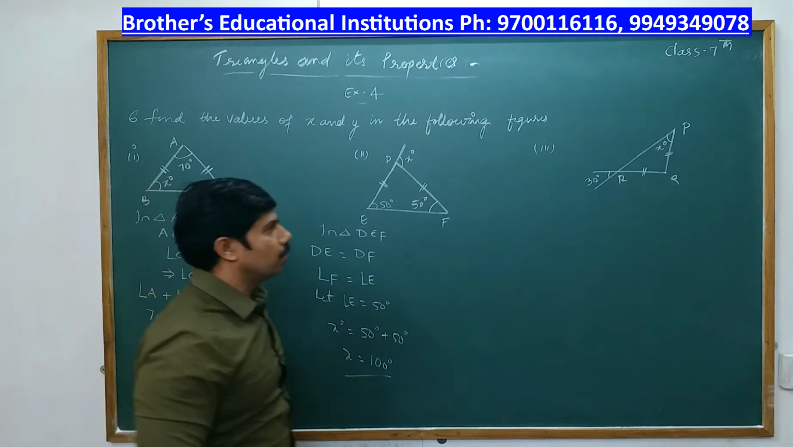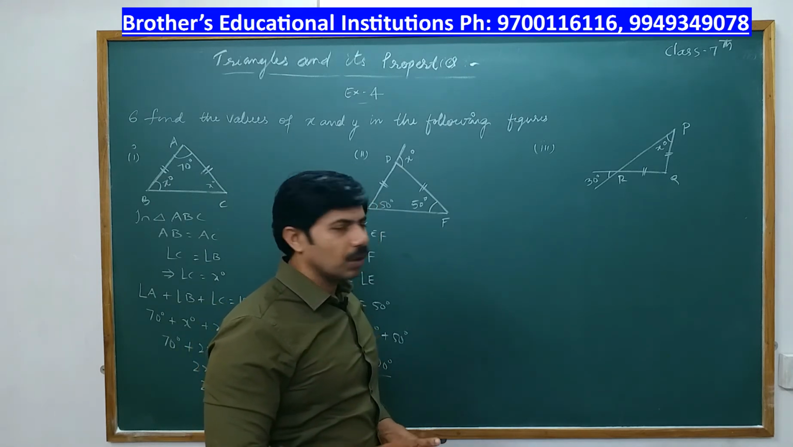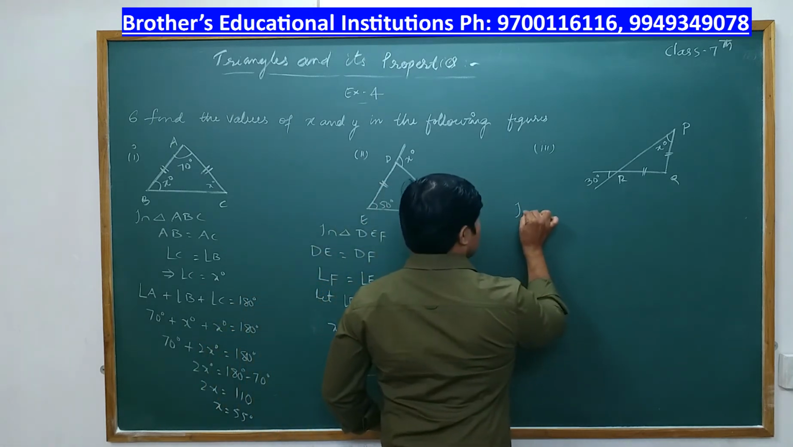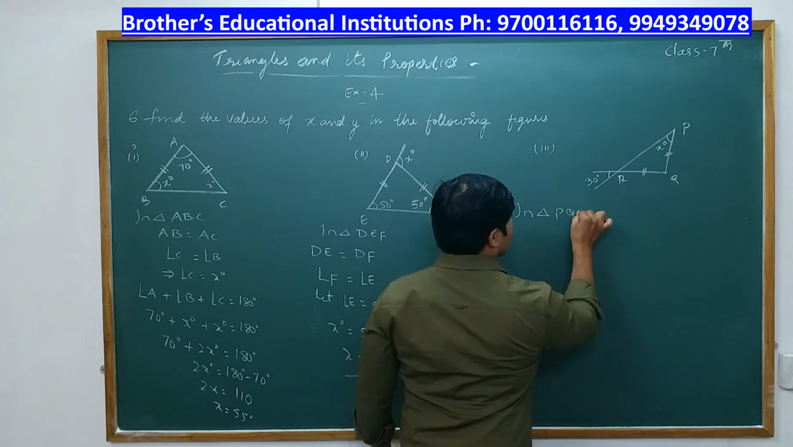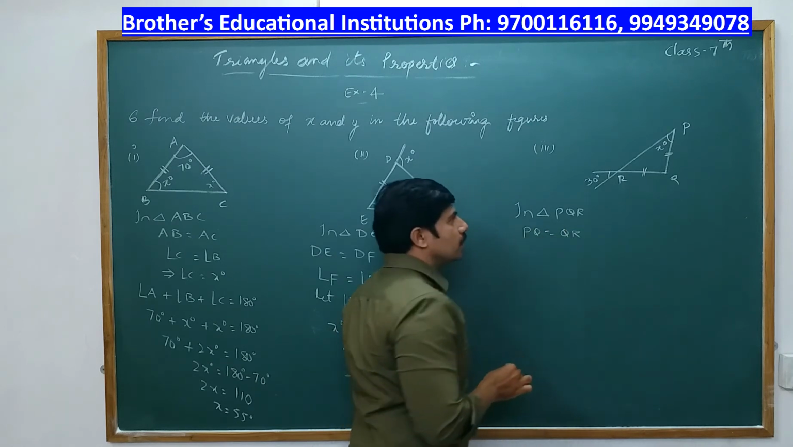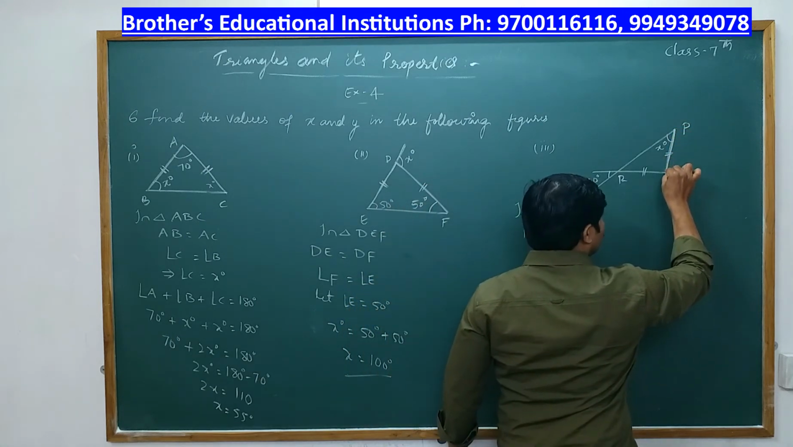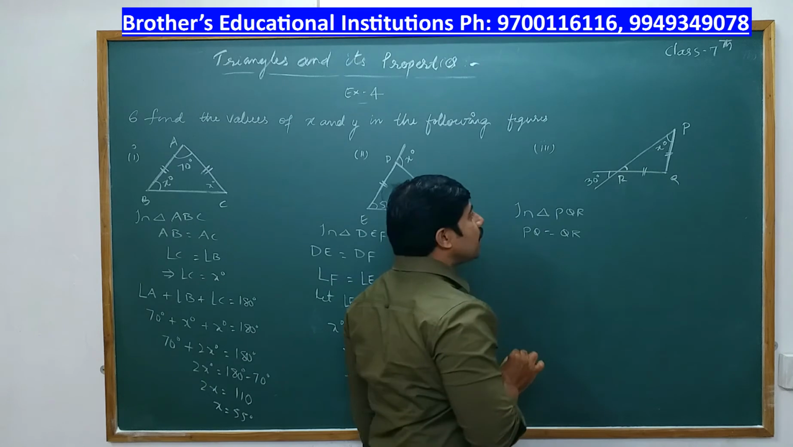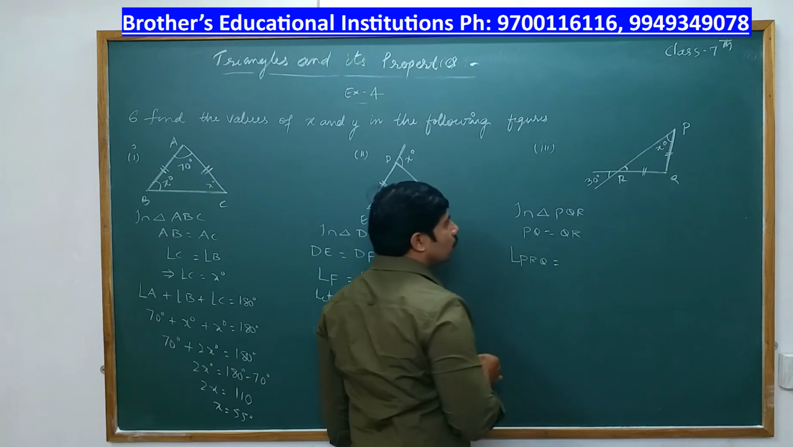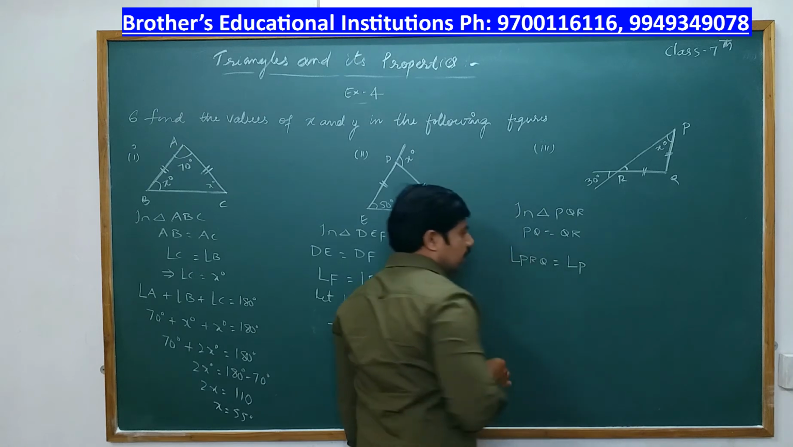Now we'll go to the third problem. In this also we need to find out x. They have given markings on PQ and QR. Those markings indicate that those two sides are equal. So in triangle PQR, PQ is equal to QR. What is opposite to PQ? It is angle PRQ. What is opposite to QR? It is angle P.